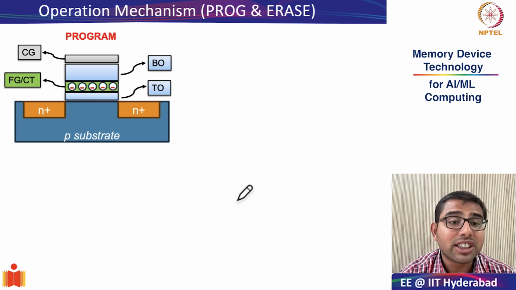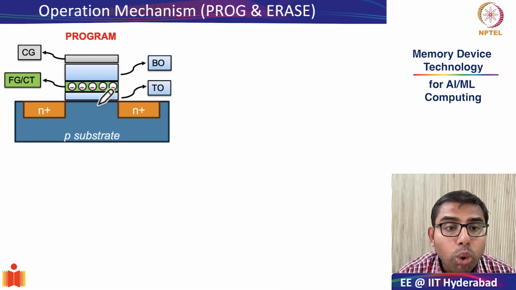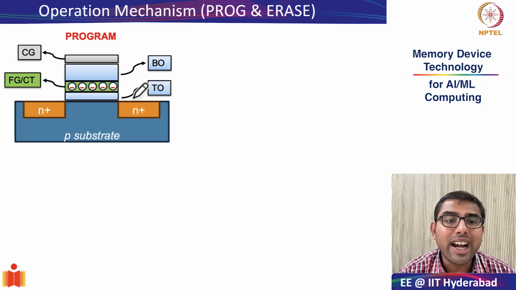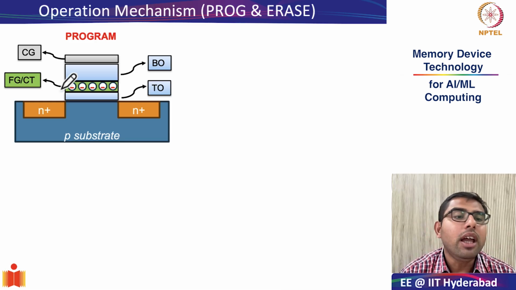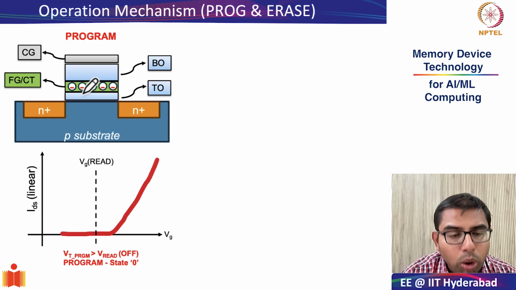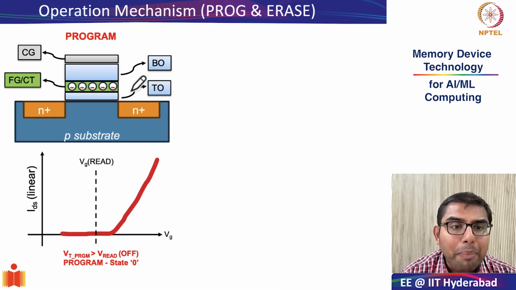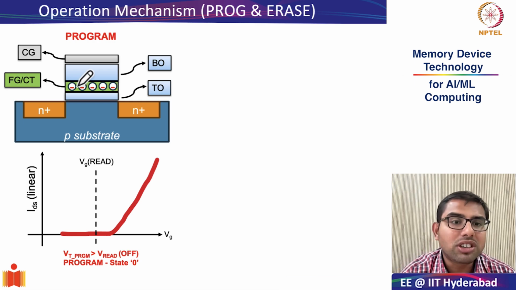In the program operation, electrons which were earlier residing in the channel region are pulled in through the tunnel oxide, or more technically correct, will tunnel through the tunnel oxide and go and sit in the charge storage layer. So this is the program operation, and by virtue of that, since you have pulled electrons into the charge storage layer, the trap concentration is a negative trap concentration.